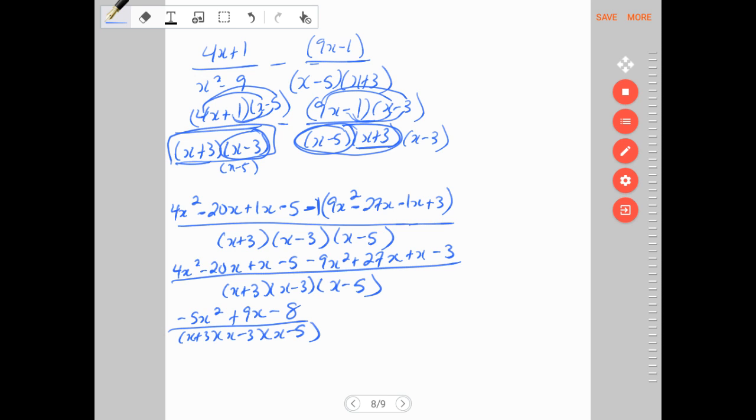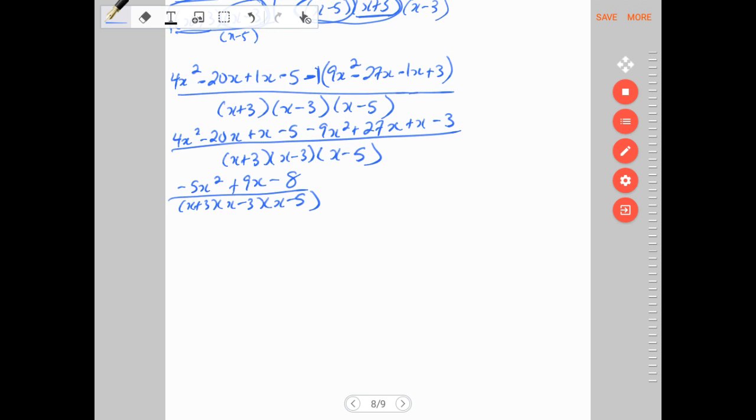You're thinking, wow, that was a really long question. I sure hope we're done. Well, we're almost there. Last thing we got to do, of course, is find our NPVs. So we have x plus 3 in the denominator. That can't be 0. So I'm going to subtract 3 from both sides. x cannot be negative 3.